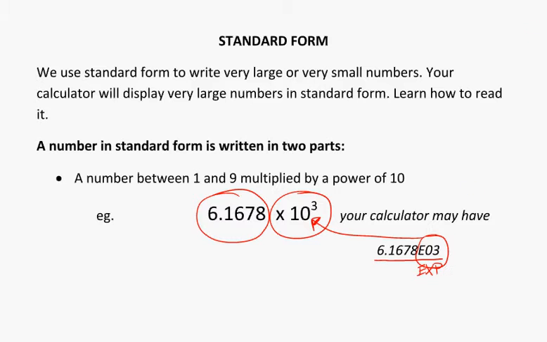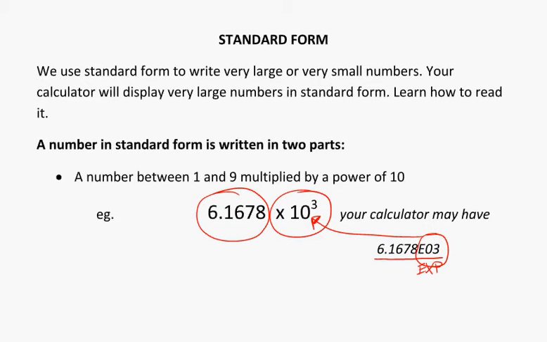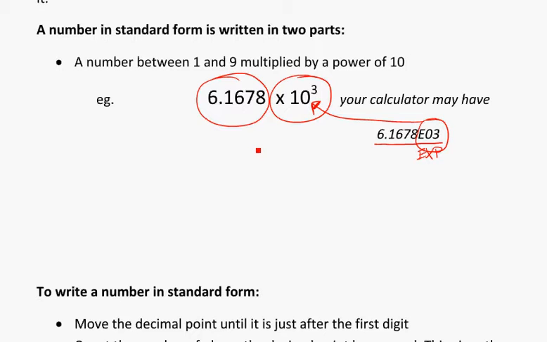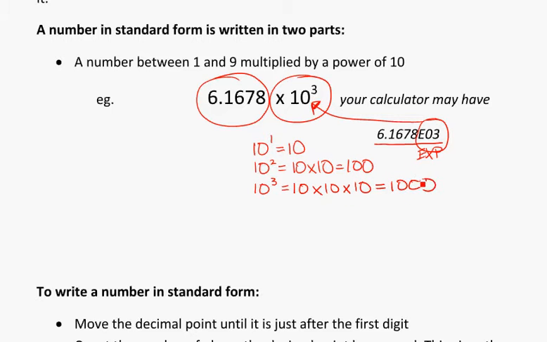Now, just to remind you what 10 to the power of 3 means, let's have a look at what's 10 to the power of 1. 10 to the power of 1 is just 10. 10 to the power of 2 is 10 times 10, which is 100. 10 to the power of 3 is just 10 multiplied by itself 3 times, which is 1000. And so 6.1678 times 1000 is really 6167.8 if you are writing it as an ordinary number.